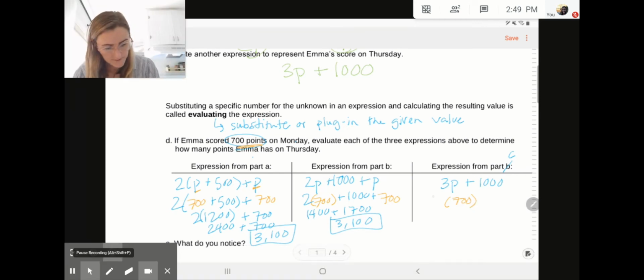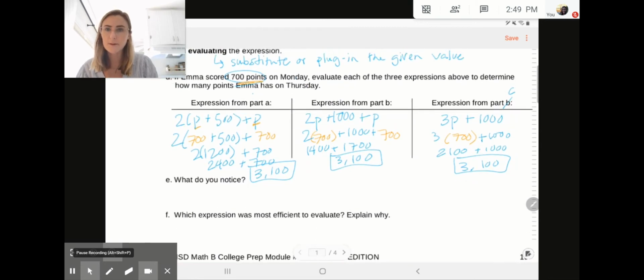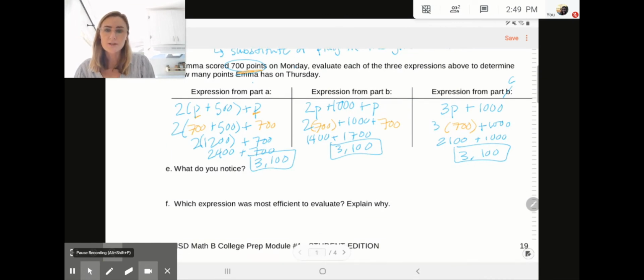Okay, if I were to finish out this part C, then I would have 3 times 700, which is 2100, plus 1000, which is again 3100. So it asked us, what do we notice? Well, all of these are the same. That's going to happen when we have equivalent expressions. Which expression is the most efficient to evaluate, and explain why?